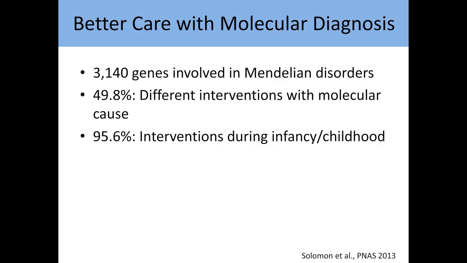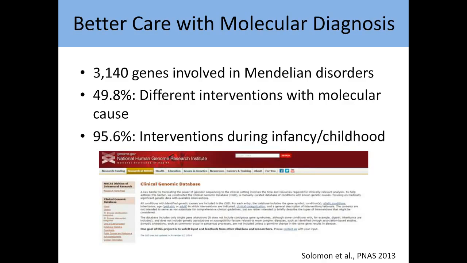Of course, a lot of these Mendelian conditions manifest in childhood, so it's not surprising that most of the time, almost 96% of the time, the interventions are done during childhood.